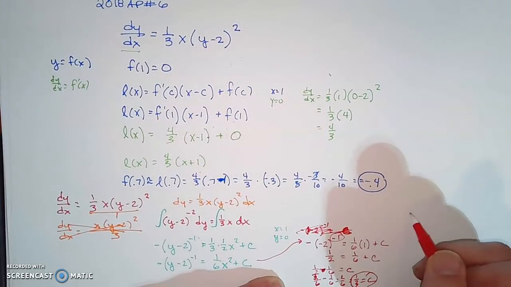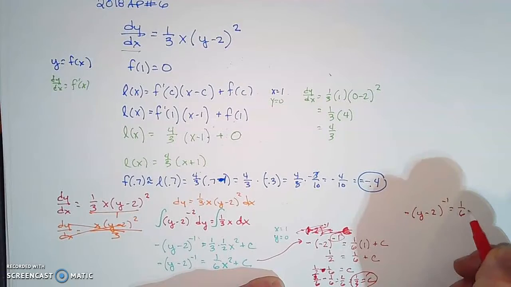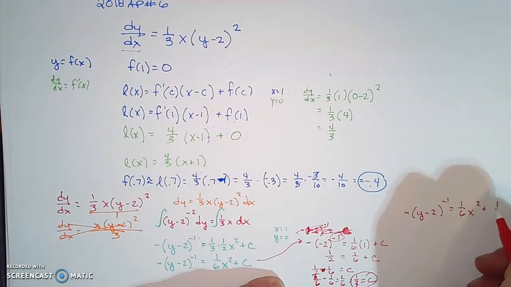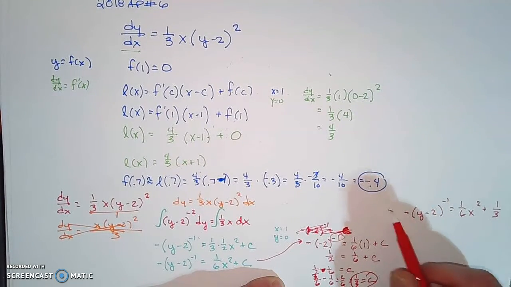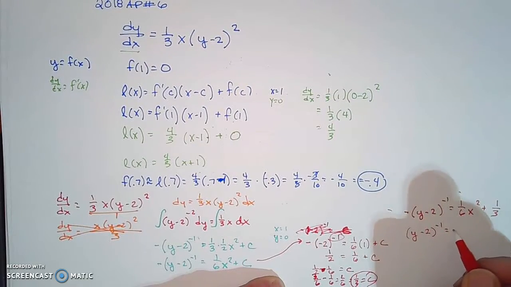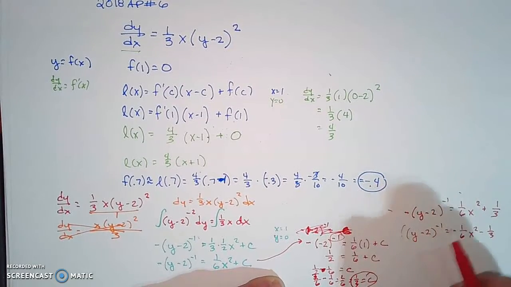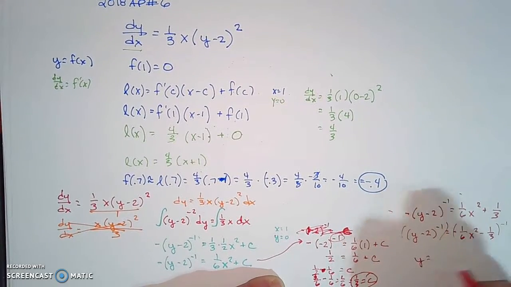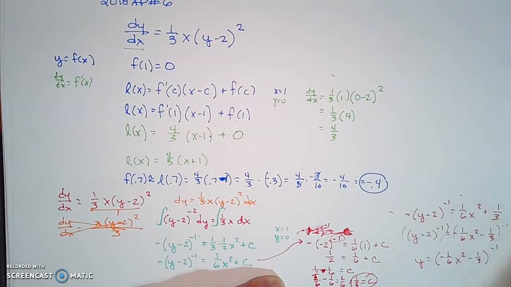So to fill this in, I've got negative (y minus 2) to the negative 1 equals 1/6 x squared plus 1/3. You could leave it like that. I would suggest solving for y. First thing I'll do is multiply everything by the minus sign, minus on both sides. So I get (y minus 2) to the negative 1 equals negative 1/6 x squared minus 1/3. And then put both sides to the negative 1 power. y equals (negative 1/6 x squared minus 1/3) to the negative 1 power, plus 2.